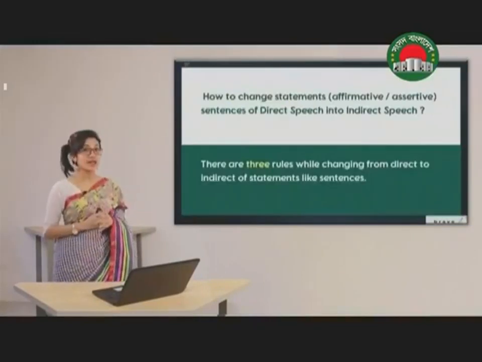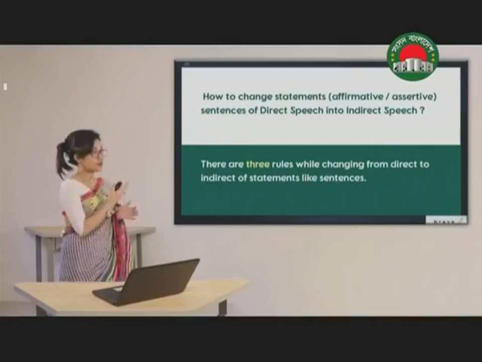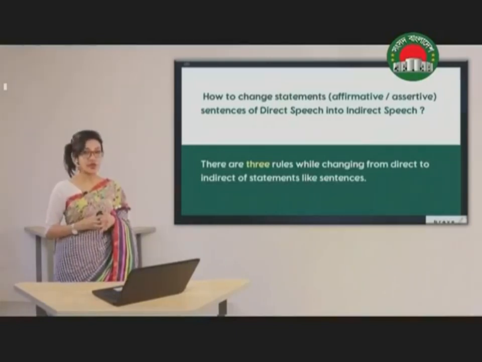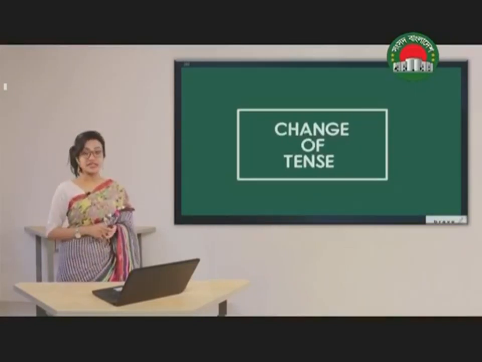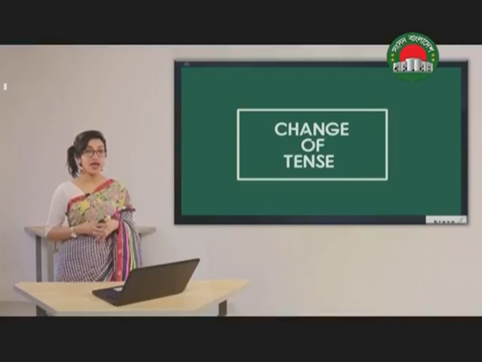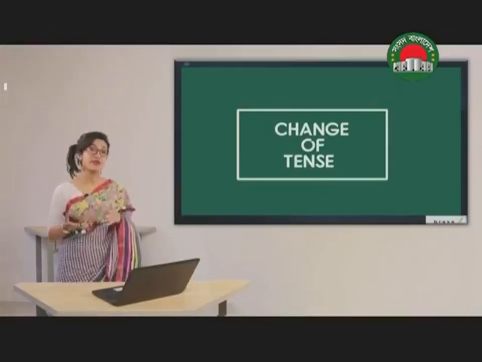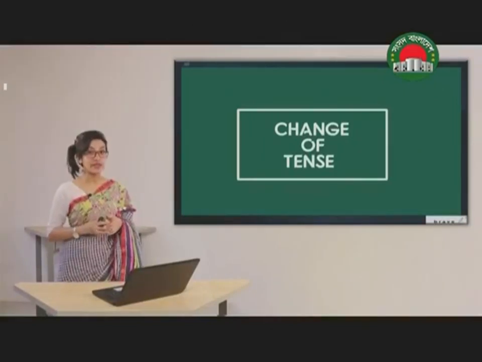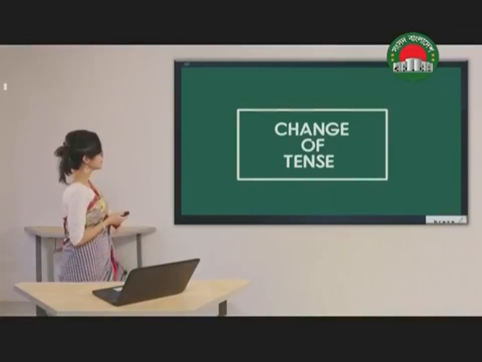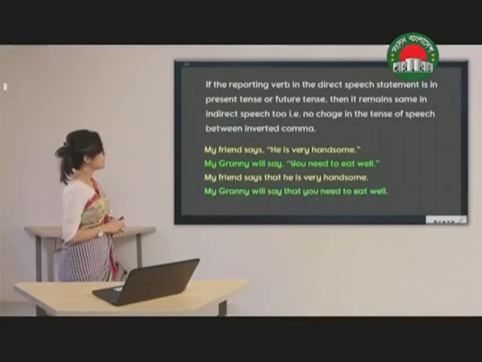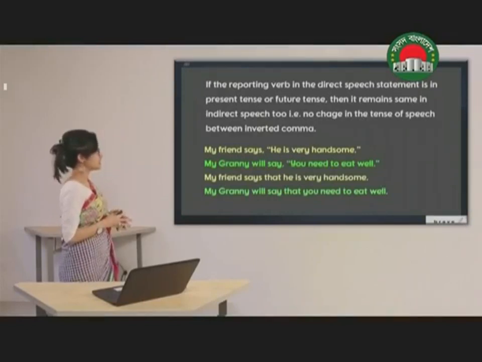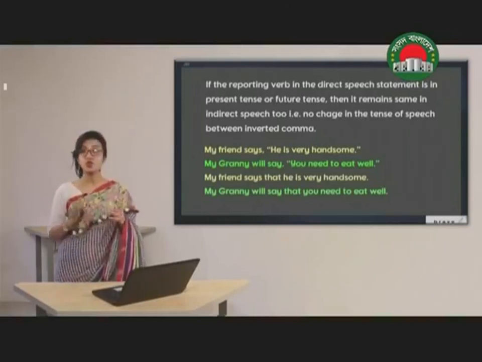The rules that can be applied in the case of changing from direct to indirect speech can be categorized in three ways. What are they? The first rule is change of tense. I know that in previous classes you have already learned some structures and different uses of different tenses. We are going to apply them in this case now. If the reporting verb in the direct speech is in present tense or future tense, then it remains the same in indirect speech. That means there will be no change.